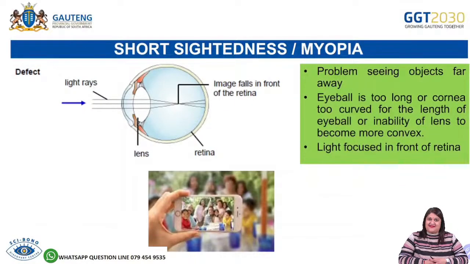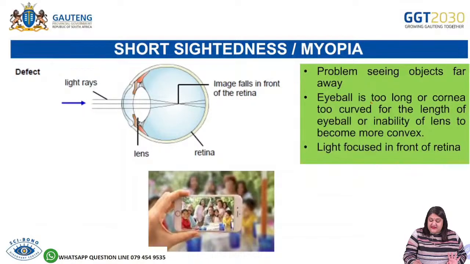So we first have short-sightedness. This is called myopia. That's the proper scientific name for it, but we do accept short-sightedness if you want to use that. This is when people have problems seeing objects that are far away. So if you look at this picture here at the bottom, you can see they're taking a photo, and this person has short-sightedness. So they are able to see near, but they are not able to see the far away object. And in this instance, it's because the eyeball is too long, or the cornea is too curved for the length of the eyeball, or the inability of the lens to become more convex, and then light is focused in front of the retina. So there are three problems that can happen here.